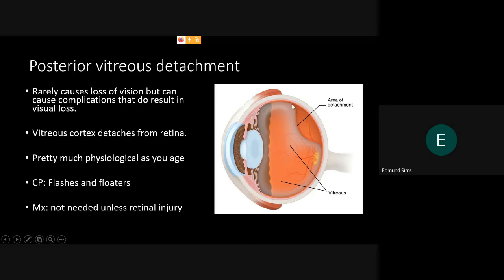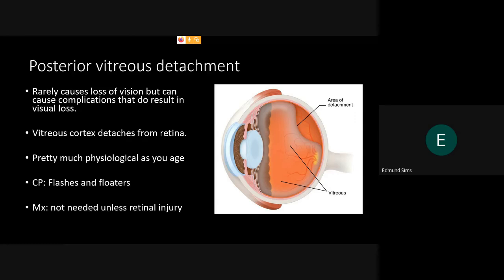But as you get older, the bond between the retina and the vitreous humor, the vitreous cortex, gets weaker and weaker, and it's pretty much physiological. As you age, your posterior vitreous cortex will slowly start detaching from your retina. And this starts from about the age of 20 onwards. So I wouldn't be surprised if a couple of you are just starting to. The problem is that once it starts doing that, sometimes it can slightly tear the retina as it's detaching. But most people it doesn't.